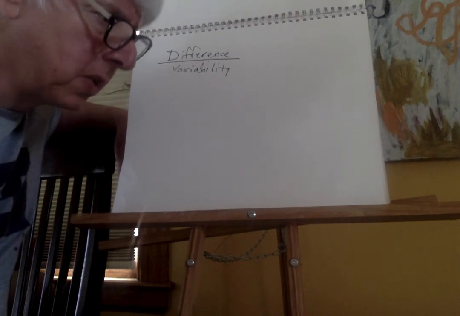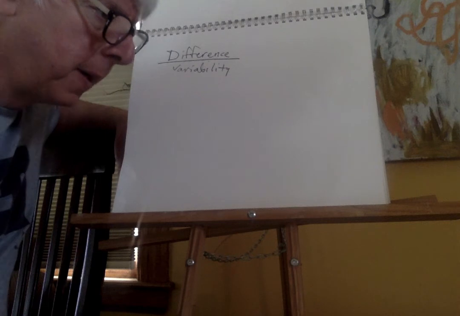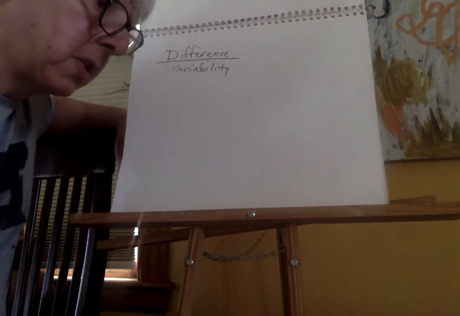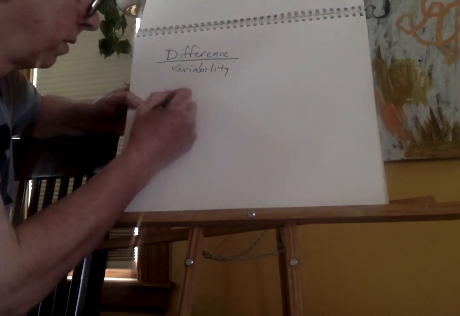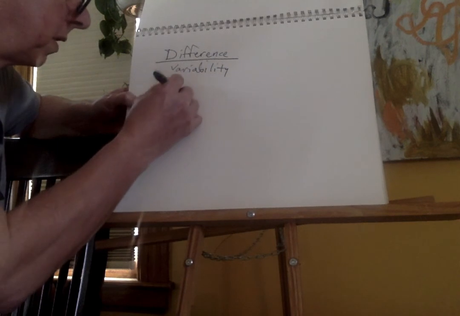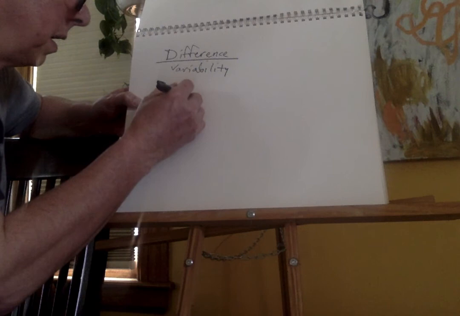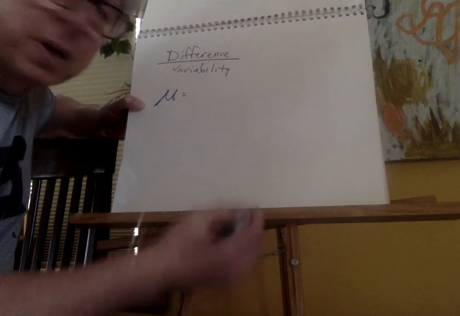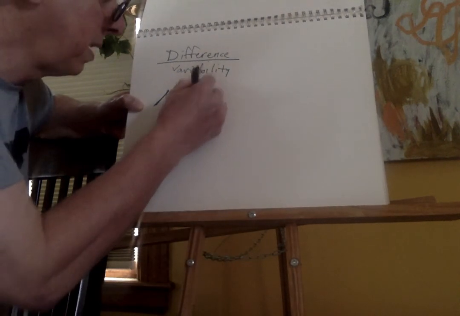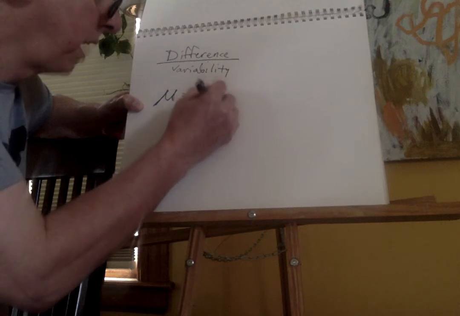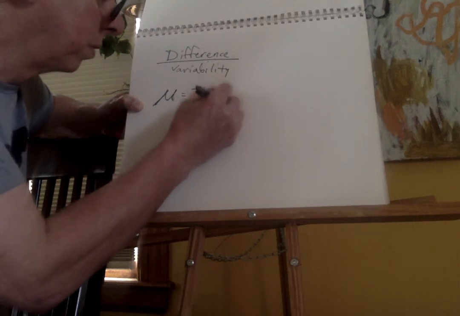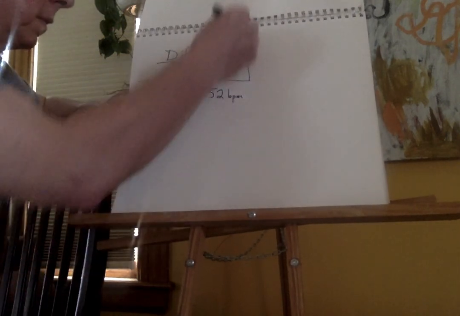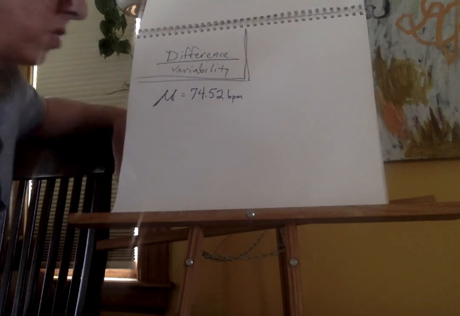So let's see, what do we want to do? Okay, let's do this one. Let's assume, I'm going to give you, let's assume that normal heart rate is, let's say the average for the population for heart rate is 74.52 beats per minute, right? Let's assume that to be the case.